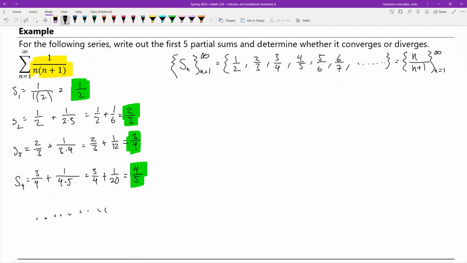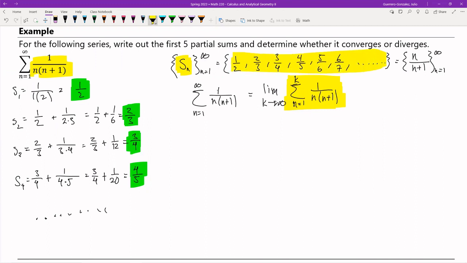All right. So the next thing I'm going to do here is this. Suppose I wanted to find out if this thing either diverges or converges. So I want to find out if the sum to infinity of 1 over n, n plus 1 converges. And this is equivalent to the limit as k goes to infinity of the sum, n equal 1 to k of 1 over n, n plus 1. This thing right here is essentially this list of stuff right here, which is essentially this right here.